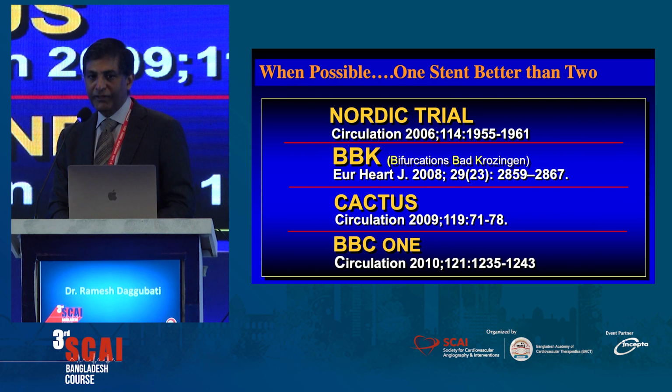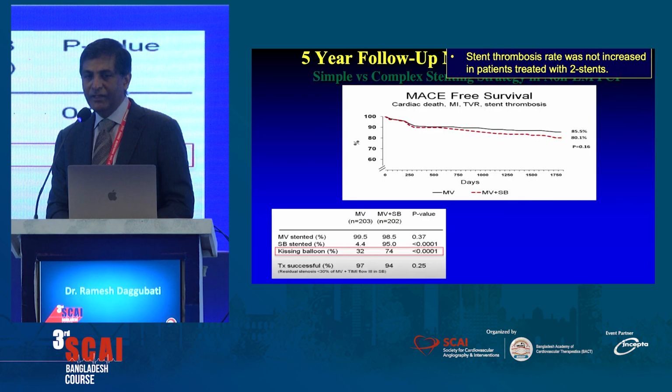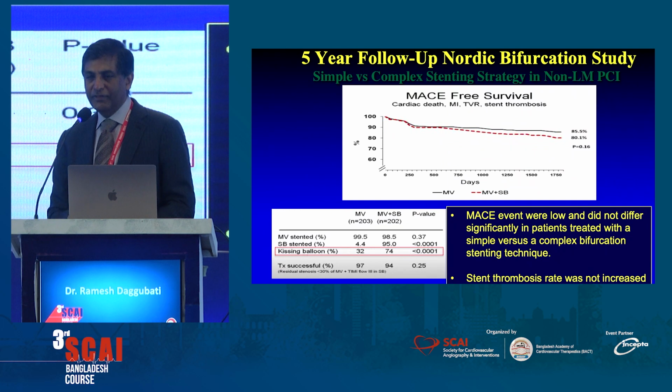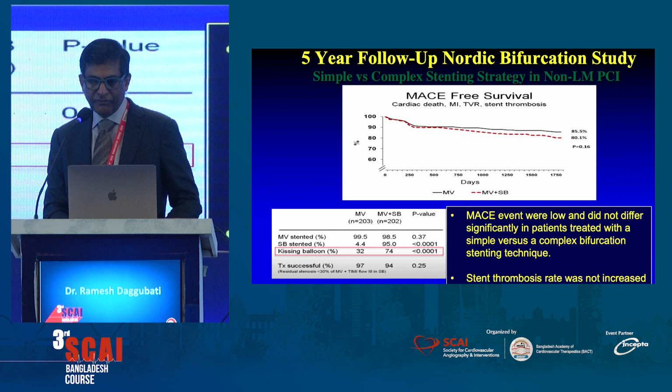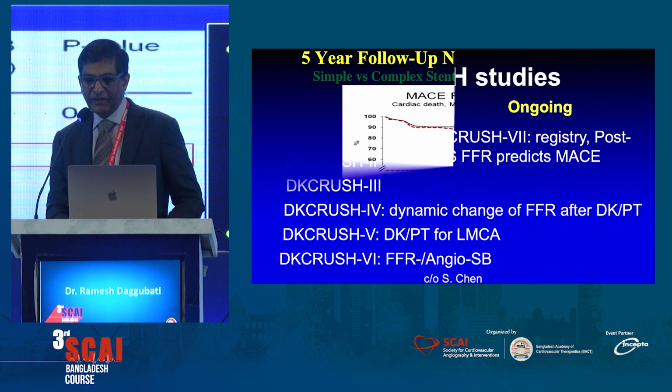And so we have several trials that looked at 1 stent being better than 2: the Nordic trial, BBK and Cactus and BBC1, and as recent as EBC as well. All of them found that a single stent or provisional stent strategy is better than a 2-stent strategy. And this is a 5-year follow-up of the Nordic bifurcation study, where it said that both of them are equal. There's no difference between 1 stent versus 2 stents, and obviously kissing balloon was not used that much at that time.